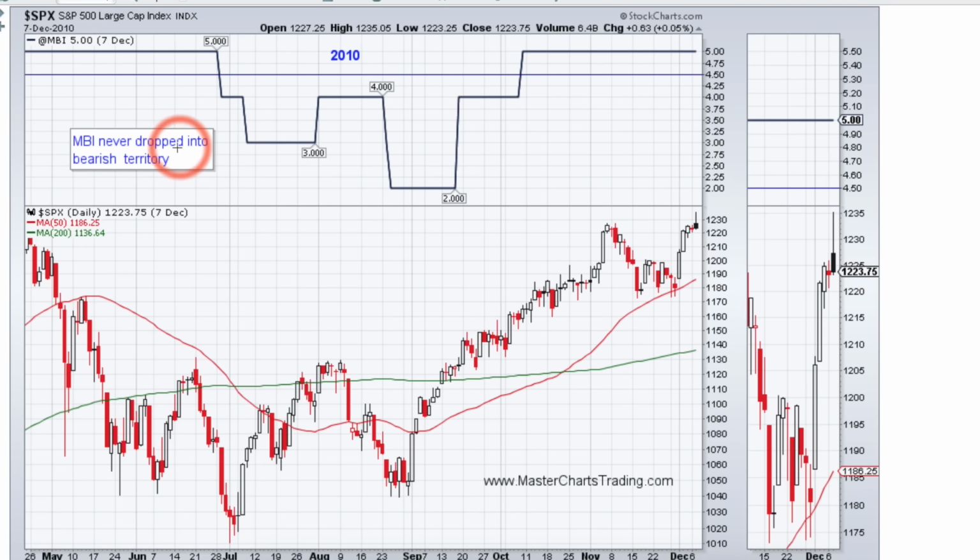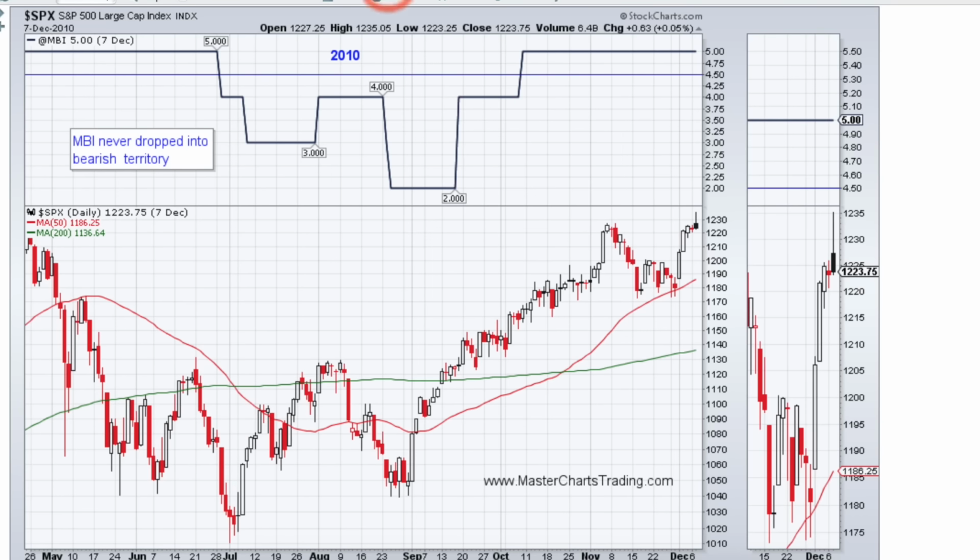Notice that the market breadth index never dropped into bearish territory, which would be below 1.5. I set the limit at 1.5. So this was a whipsaw, and in other words, this was a buying opportunity for the continued bull market.